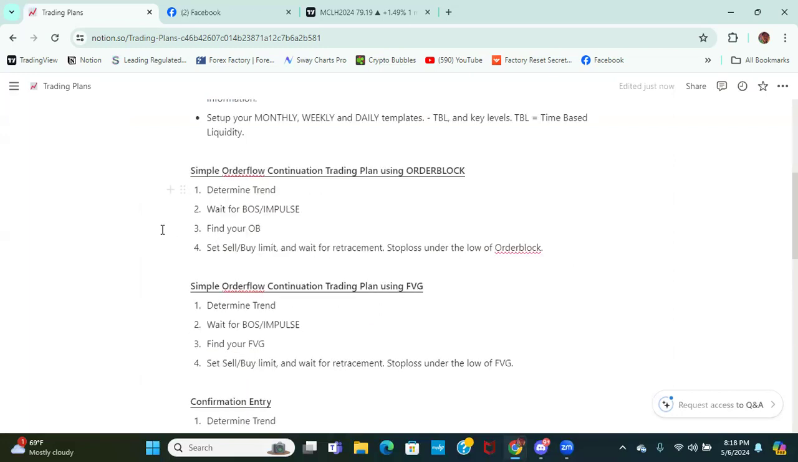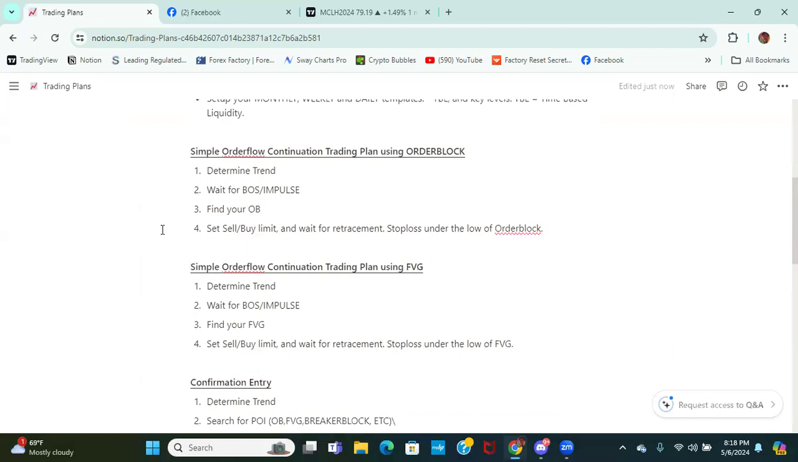So the first trading plan, this is literally so simple. This is literally just utilizing an order block, the breaker structure, and the impulse, and then playing off of that. This is a simple order flow continuation trading plan using an order block. And I also have one right below it called the simple order flow continuation trading plan using the fair value gap. They are the same thing, just different elements.